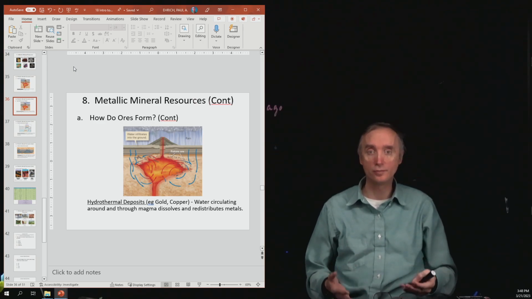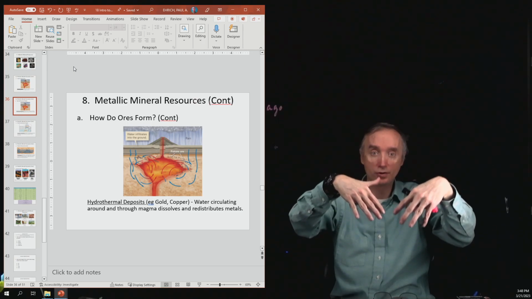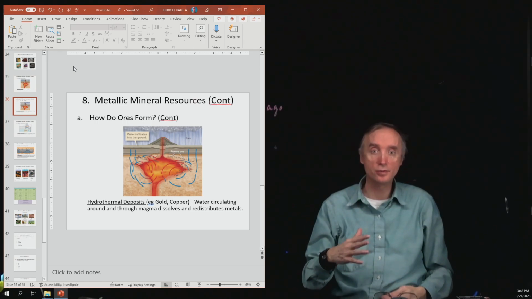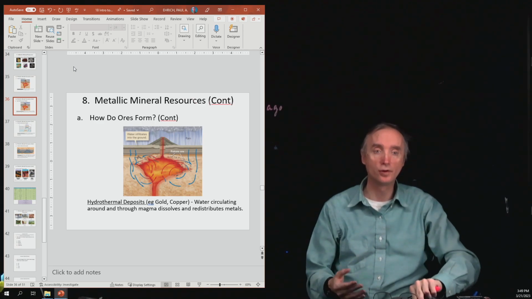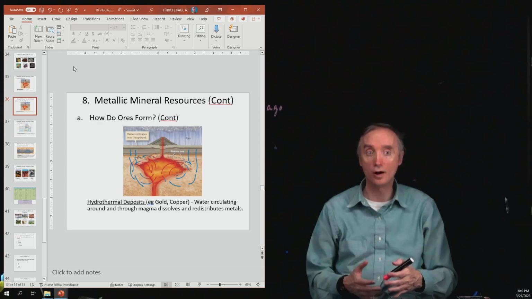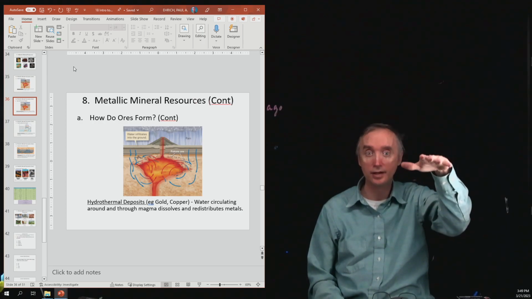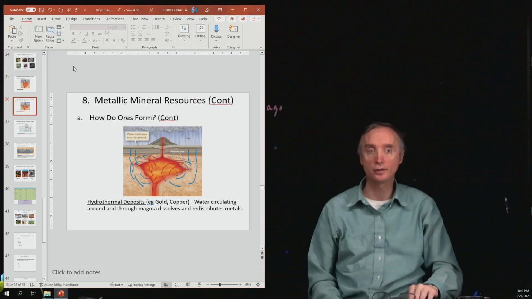So water from the ocean is going to percolate down into the crust, and then it's going to start to be heated up by the magma chamber, and then as it's heated up, it's going to start to dissolve away certain kinds of ores and minerals. And then as it begins to cool off, as it approaches the surface, it's going to start to precipitate those ores into veins. And so this is, for example, how we get gold deposits and copper deposits.